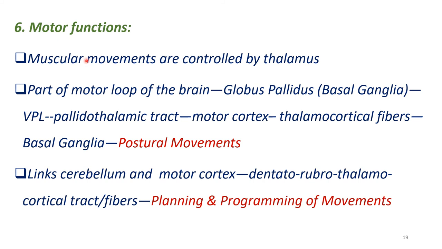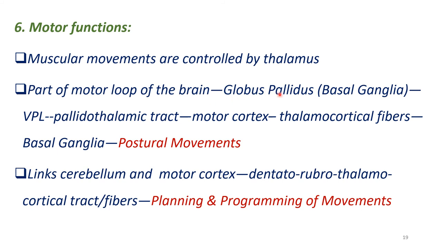How? It controls this through its connection with the cerebellum and with the basal ganglia, because the basal ganglia and cerebellum also contribute to the control of motor movement. So as it is a part of the motor loop of the brain, it receives impulses from the globus pallidus, which is part of the basal ganglia, to the VPL nucleus, or the ventroposterior lateral nucleus, via the pallidothalamic tract.